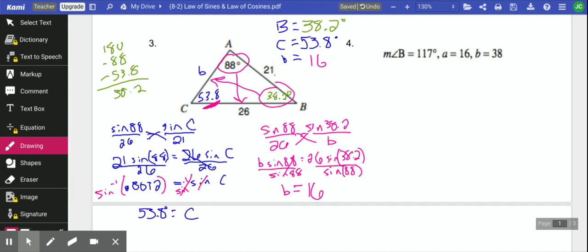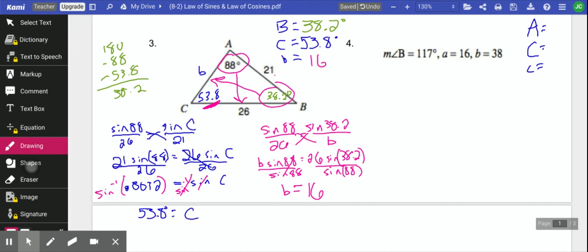All right, last one. We want to find all of this stuff. You can start the law of sines just based off of this, or you can draw the triangle. Either one's totally fine. You can see that we are missing angle A and angle C and side C. Okay, so we need to find all of those.